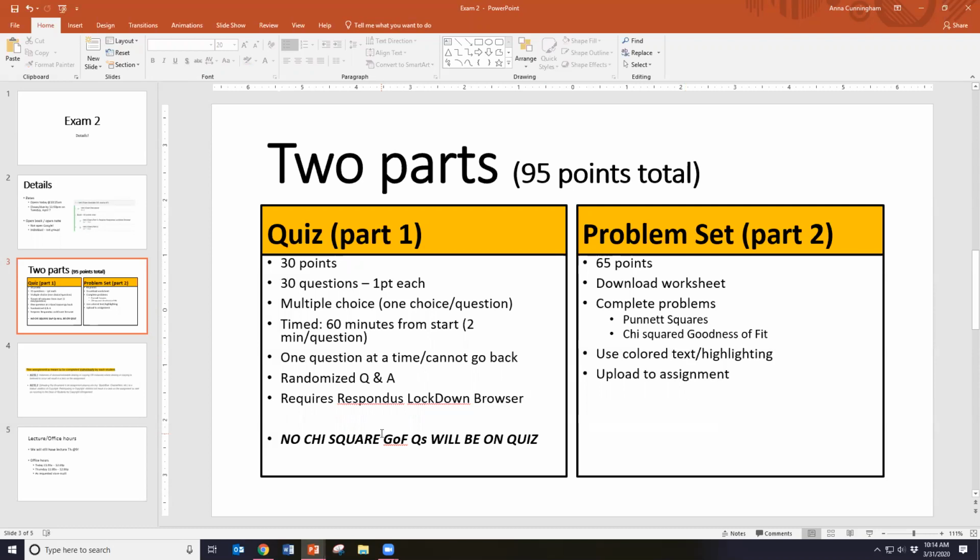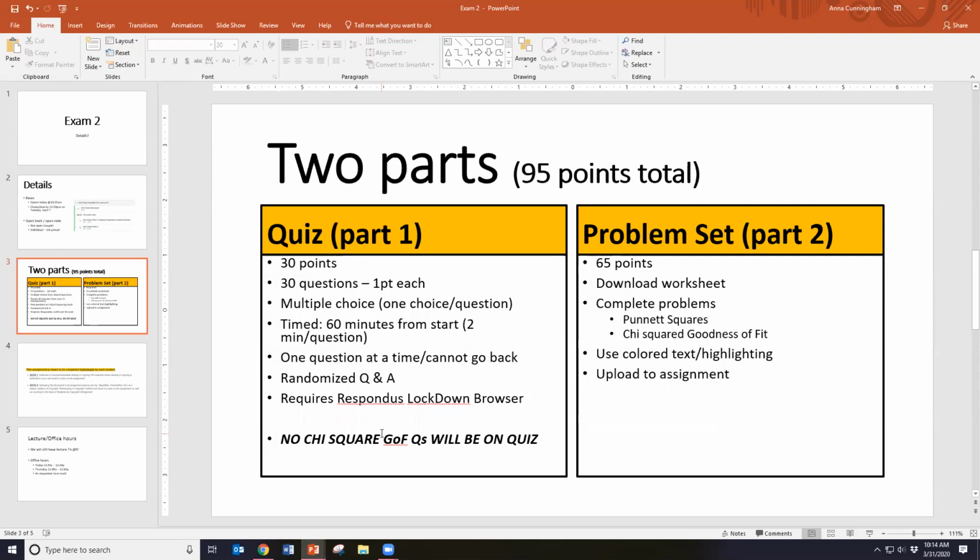The only stuff that's on the quiz is stuff that's coming directly from the lecture. So you'll have to do some Punnett squares. You'll have to do some genotype, phenotype stuff, but you won't have to do a chi-square goodness of fit test. That's just for the problem set.